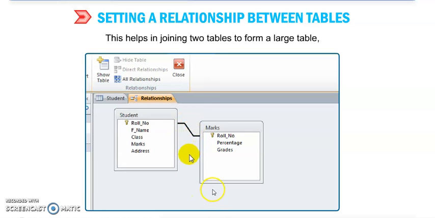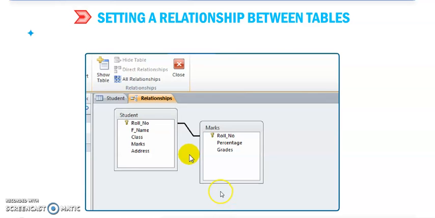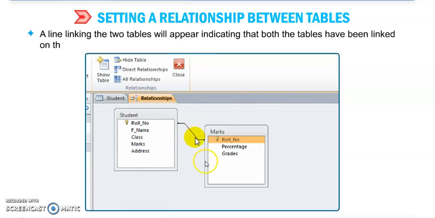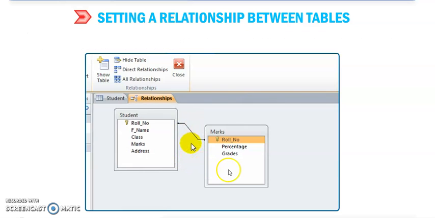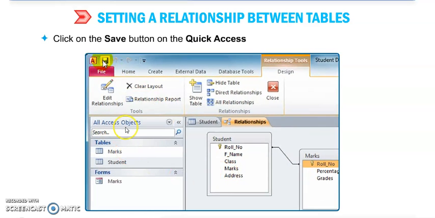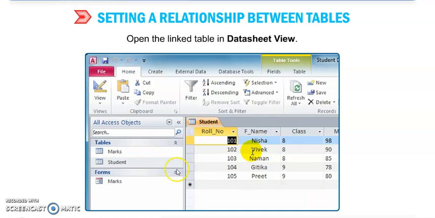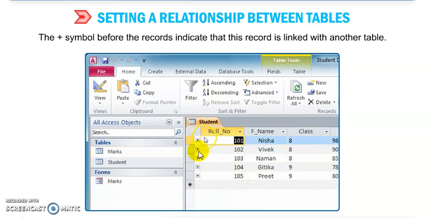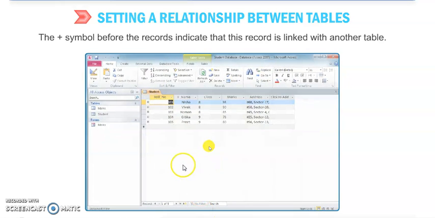This helps in joining two tables, and it reduces data redundancy and data inconsistency. Okay. A line linking the two tables will appear, indicating that both tables have been linked on the basis of the common field. After that, click on the Save button on the Quick Access toolbar to save the relationships. After that, open the linked table in Datasheet view. The plus symbol before the records indicates that the record is linked with another table. This is a sign of linking. The plus sign shows that this field has a relationship with another table.